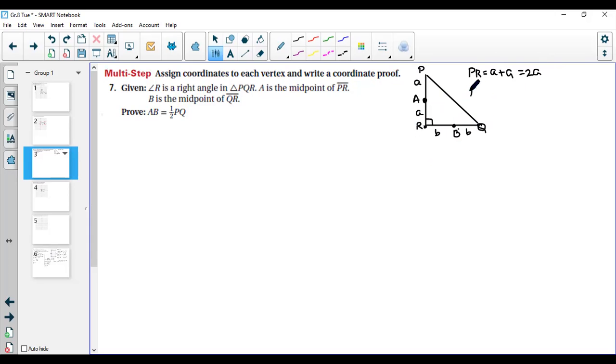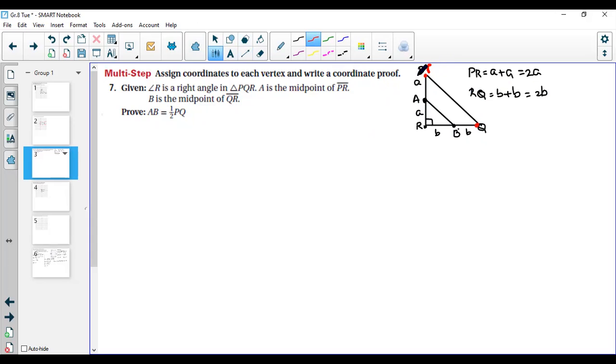So the distance from R to Q is going to be b plus b, which is going to give you 2b. Right. Now let's use this one to say that AB is equal to half of PQ. So let's draw this imaginary line here so that we can prove it. Okay. So they are saying prove that AB is half of PQ. So to do that, we need to first find these coordinates of P and Q.